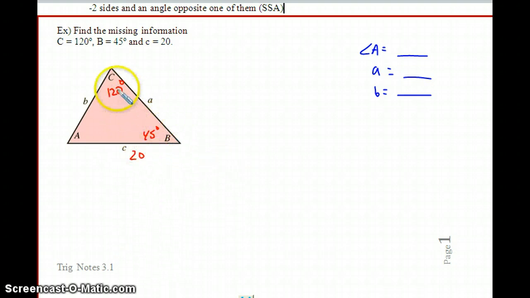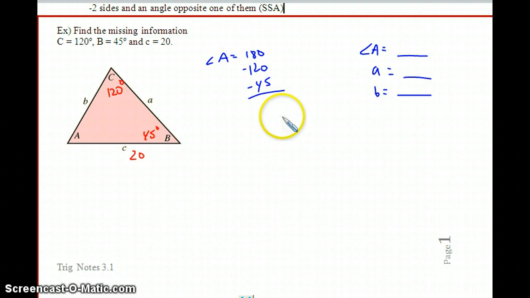Right away what I notice is I know 2 out of the 3 angles. So if I want to find angle A first, I recognize that there's 180 degrees in a triangle. If I subtract what I know, which is angle B and angle C, I'm going to end up with 15 degrees left over for angle A.